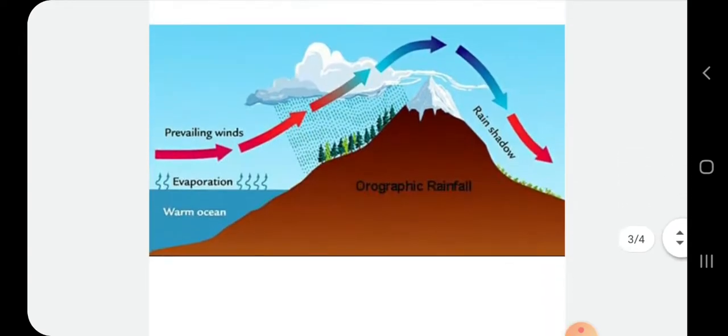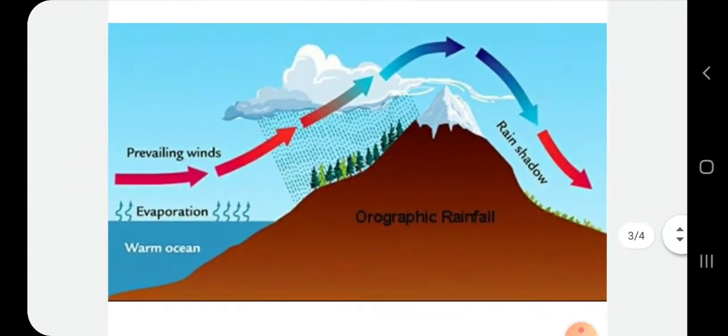Come to the next type, orographic rainfall. Orographic rainfall, also known as relief rainfall. Look at the diagram. When the warm moist winds are obstructed by a mountain range, they are forced to ascend along its slopes. These moist winds get cooled while ascending. When their temperature falls below dew point, clouds are formed. These clouds cause heavy rainfall on the windward slopes of the mountain range.